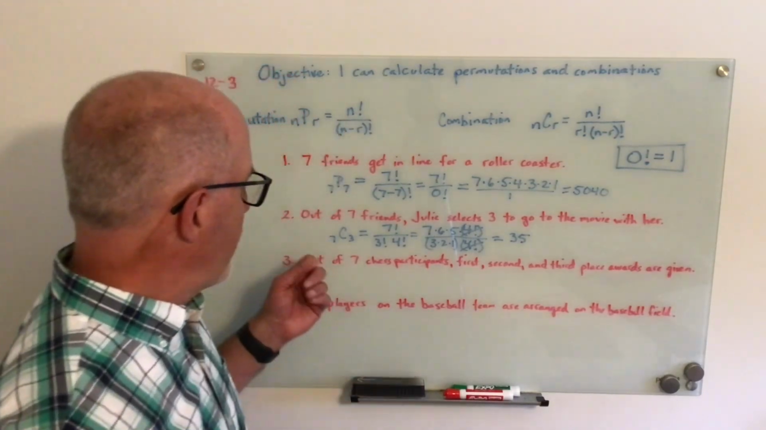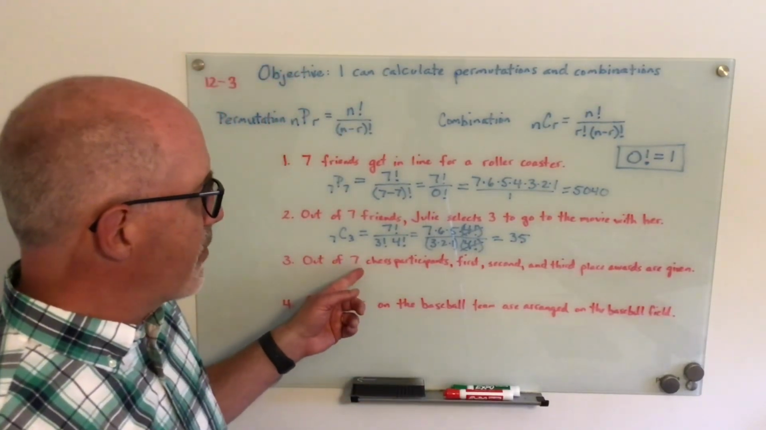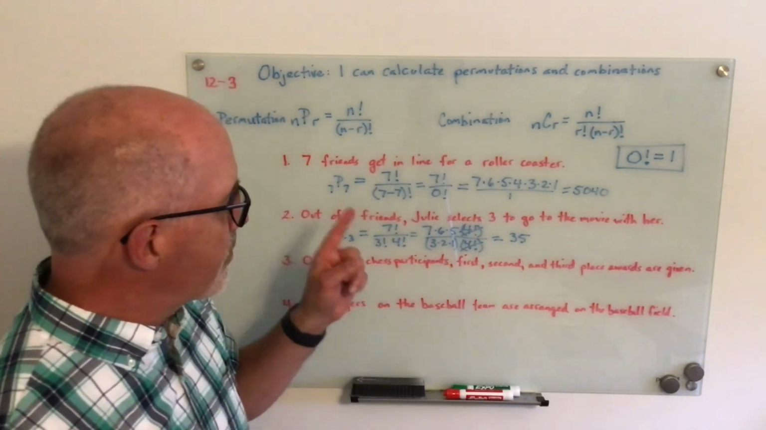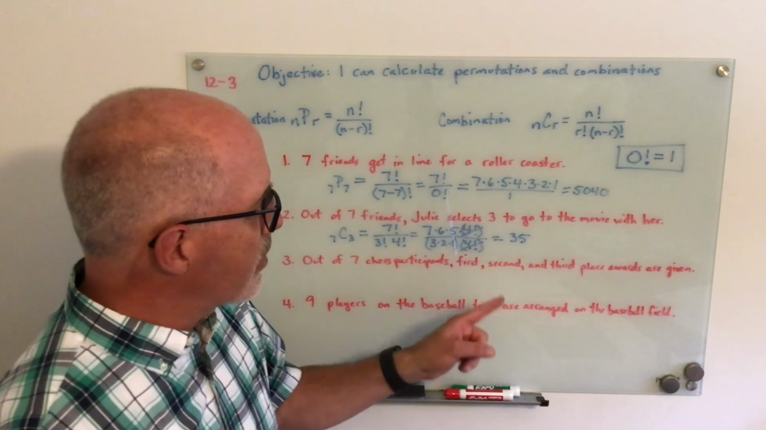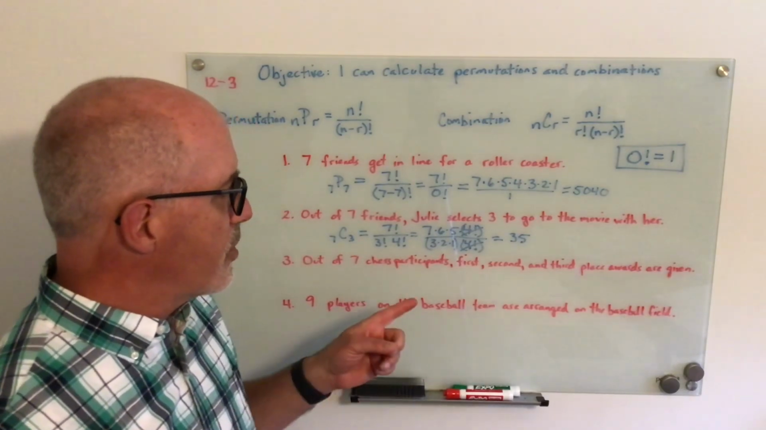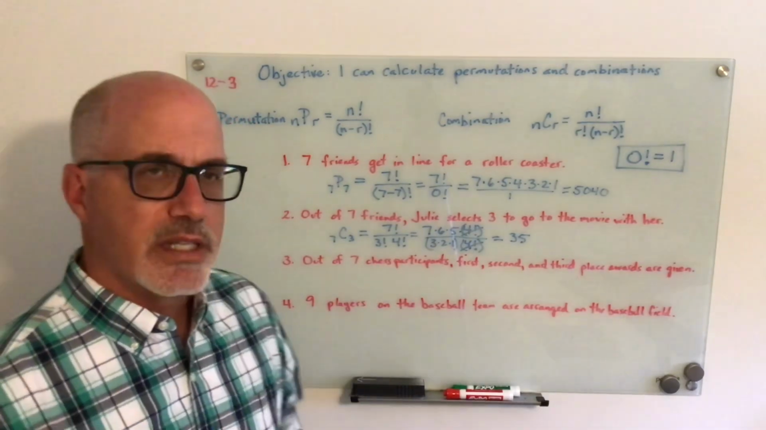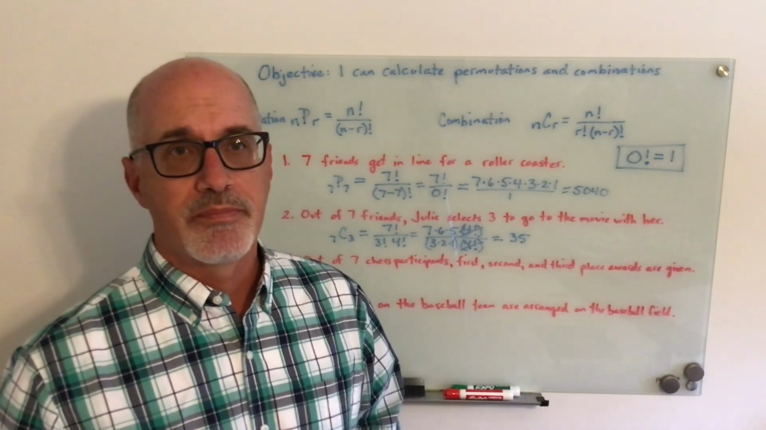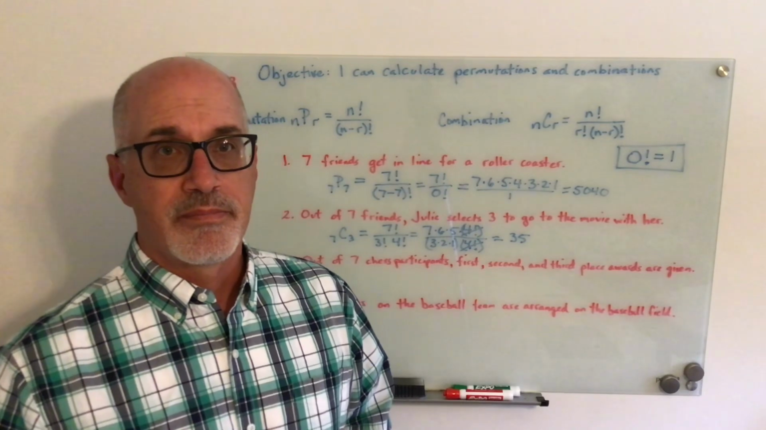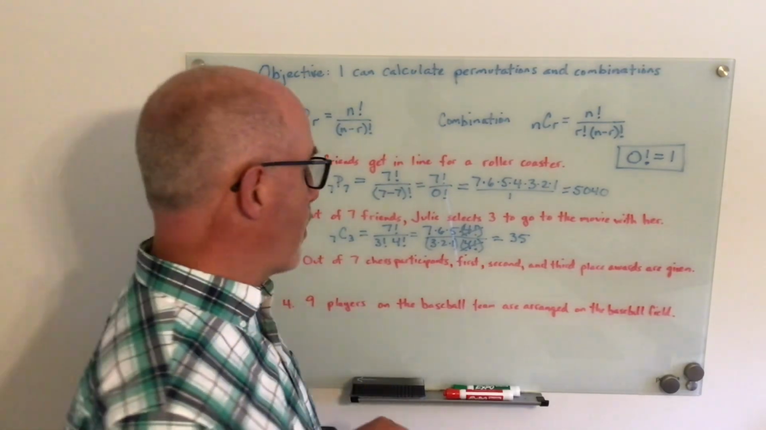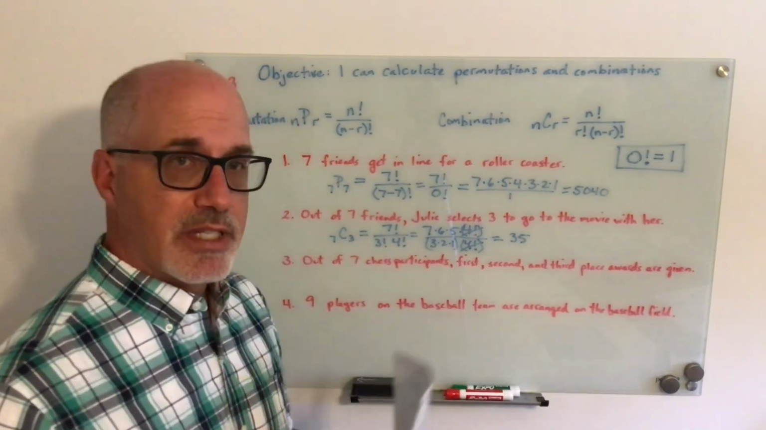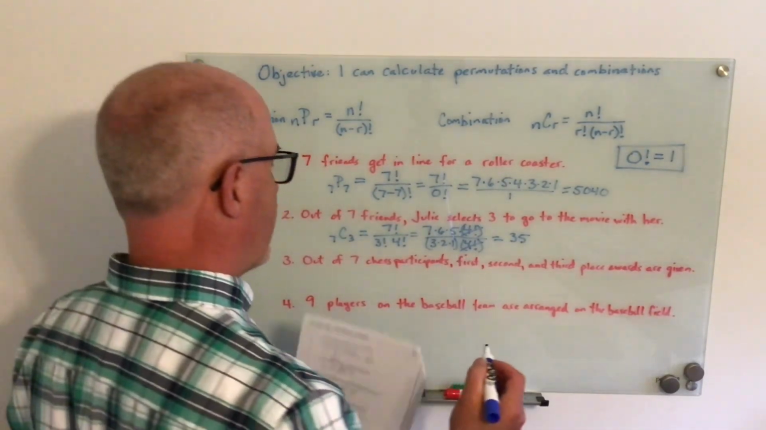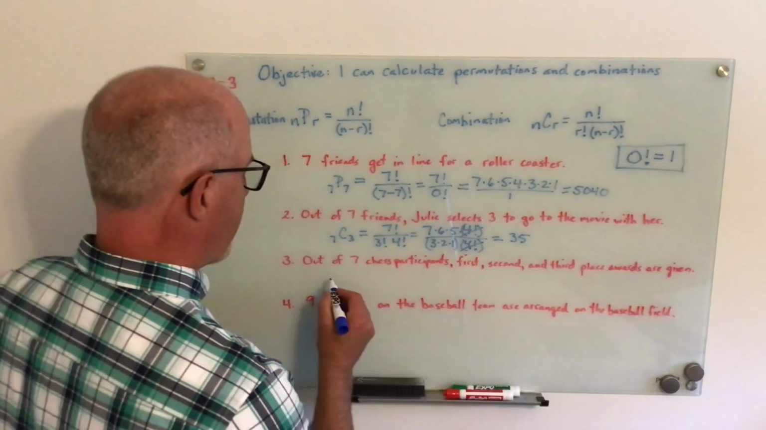All right, so now let's do the next one. Notice the theme of 7 here in the first 3 problems. Out of 7 chess participants, first, second, and third place awards are given. I want you to pause the video and decide, does order matter, and which formula would you use? Now that you've tried that, let's go ahead. Well, first, second, and third, yep, it does matter. Order does matter because first is different than second and definitely different than third. So we're going to use a permutation for this.